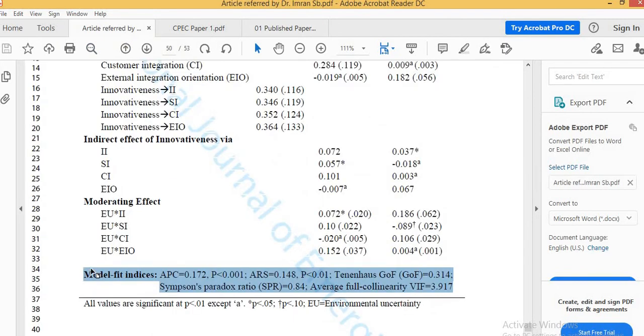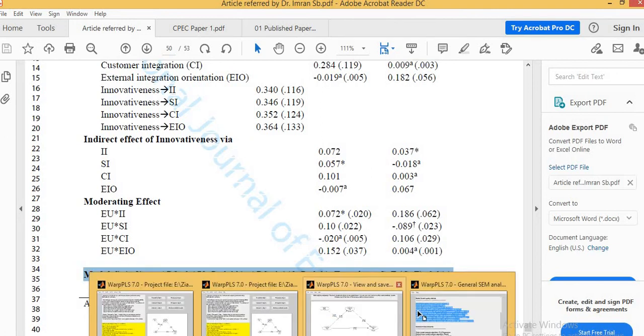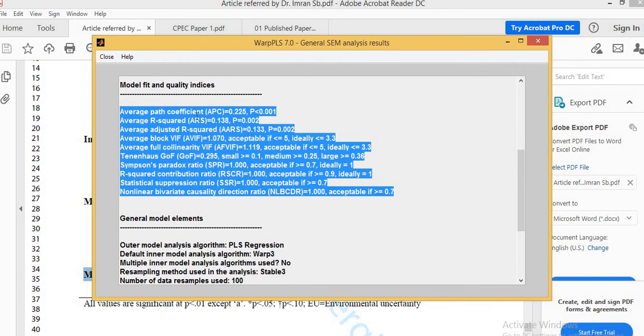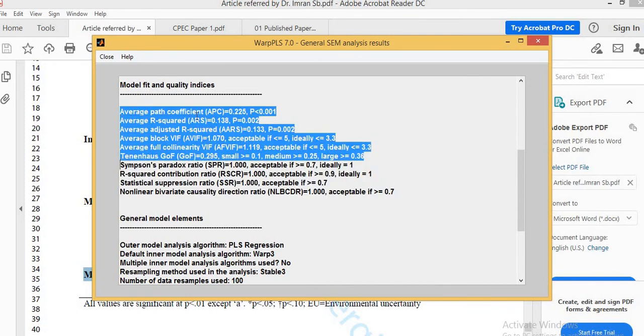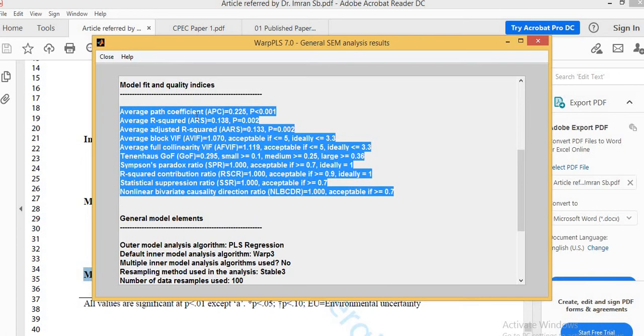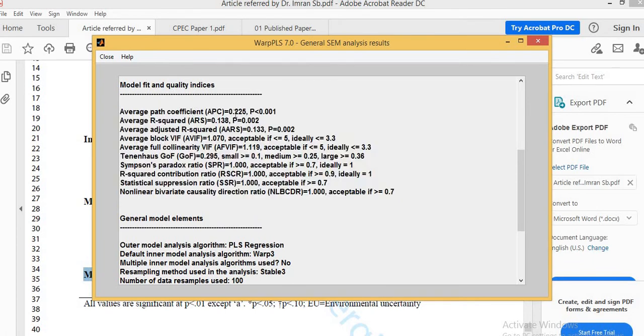So here you can see the model fitness which is on the screen. This is the model fitness extracted by using the PLS software, and here there are actually 1, 2, 3, 4 and 5 values which a scholar needs to show, and the PLS software is very helpful to scholars. It can show the accepted level of the model fitness indices at the same place where your actual values exist. Similarly, if your p-value is not significant, your model is not fit.